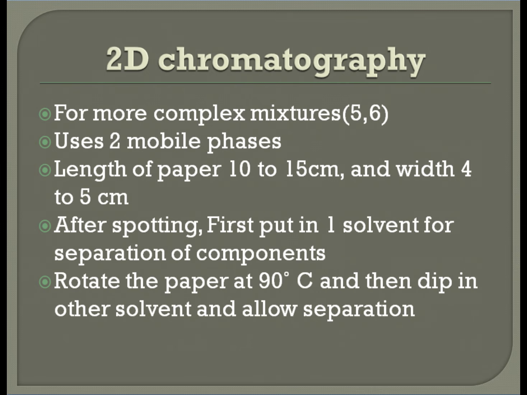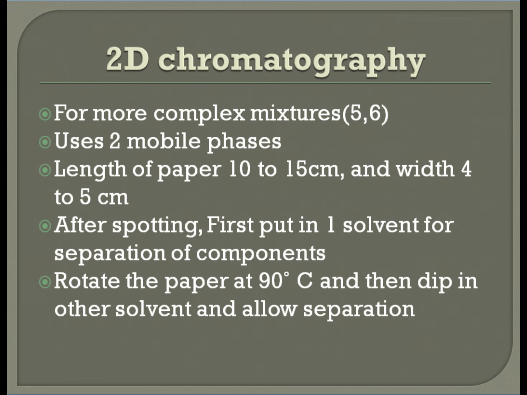Now let's talk about 2D chromatography, which is used for more complex mixtures. This method is especially helpful when a mixture has 5 to 6 components that are hard to separate in one direction. In 2D chromatography, we use 2 different mobile phases or 2 different solvents. Both have a difference in polarity. The paper used here is usually smaller, with a length of about 10 to 15 centimeters and a width of 4 to 5 centimeters. First, we spot the sample at one corner of the paper.